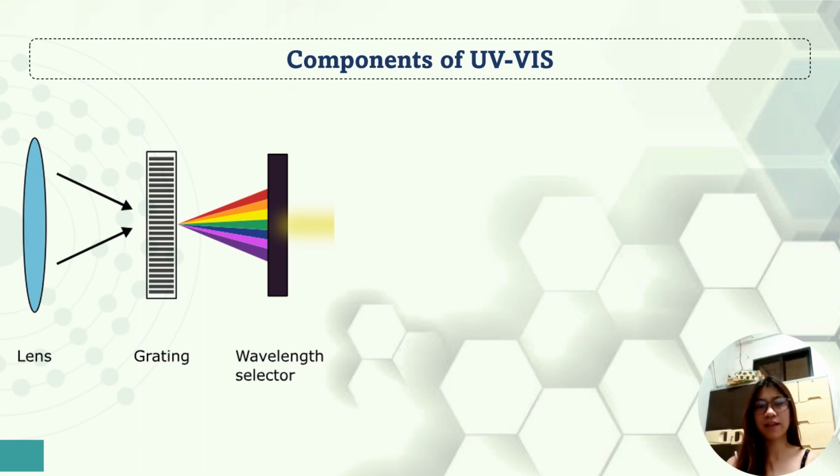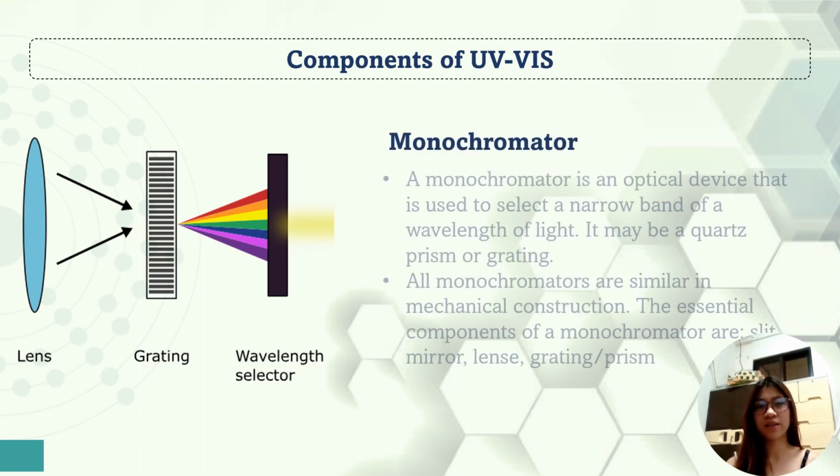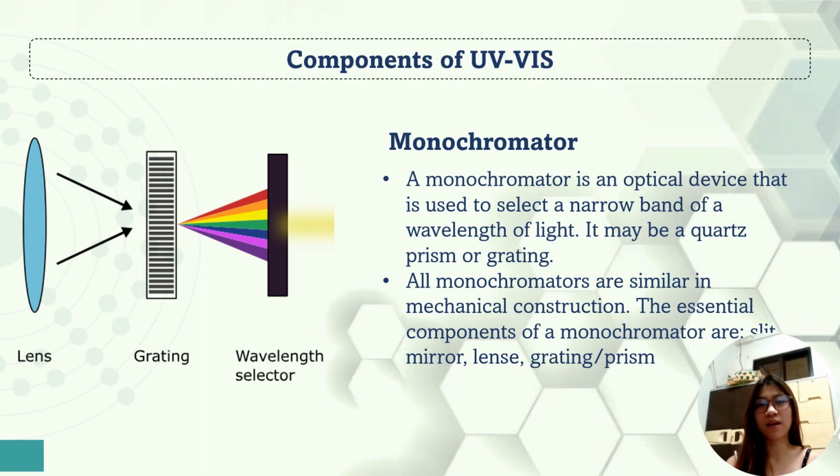Second of the components of UV-Vis is the monochromator. A monochromator is an optical device that is used to select a narrow band of wavelengths of light, and it may be a quartz prism or grating. All monochromators are similar in mechanical construction, and the essential components of this are slit, mirror, lens, and grating or prism.